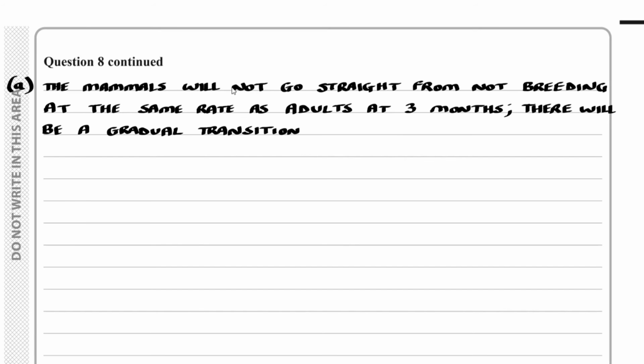Part A, the mammals will not go straight from not breeding at the same rate as the adults at 3 months, and there will be a gradual transition.